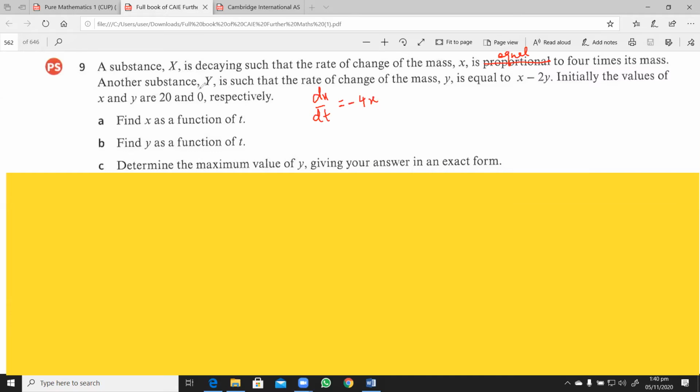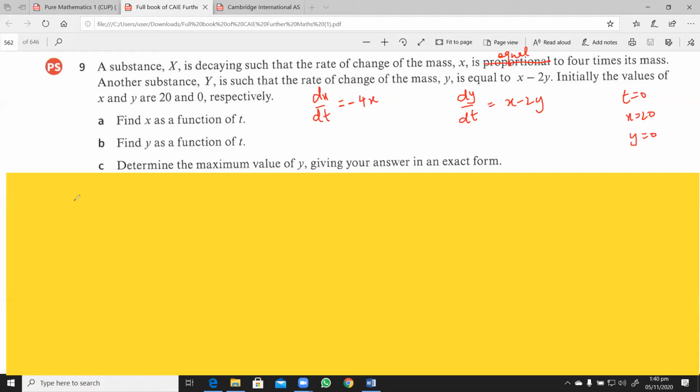Okay, and next it says another substance y said that the rate of change of the mass y is equal to this. So dy by dt is equal to x minus 2y. Initially, when your time is 0, your x is 20, your y is 0. It says find x as a function of t. So for that, let's start. We will take this equation.